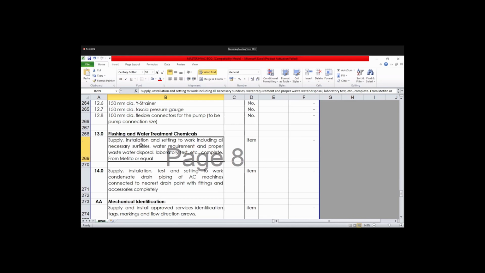So what it says: supply, installation, setting of all necessary water requirement, proper wastewater disposal, laboratory test, etc. So while using the chemical treatment, while we are putting the chemical during the flushing, we have to take a sample from our pipes and send it to the laboratory to check the quality of water.